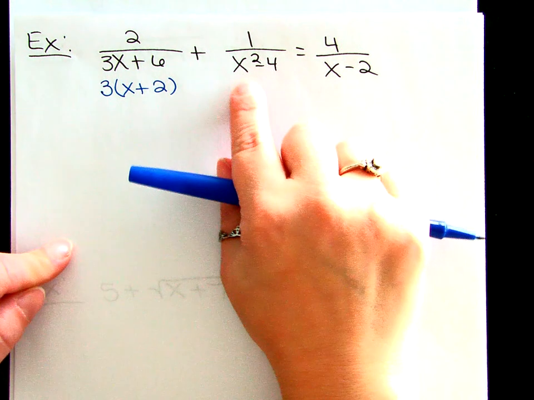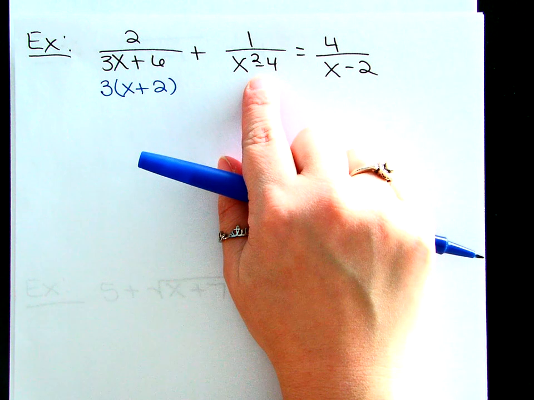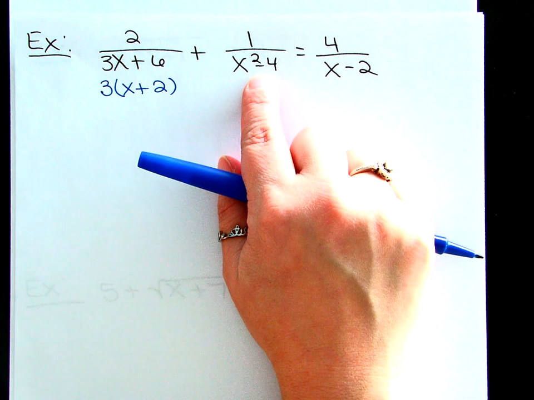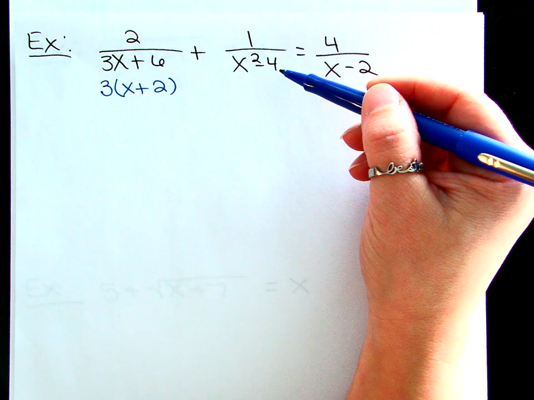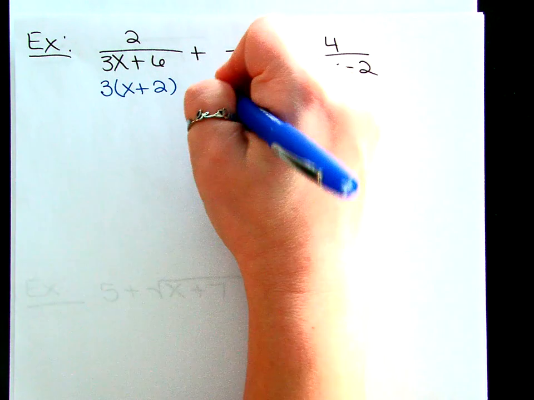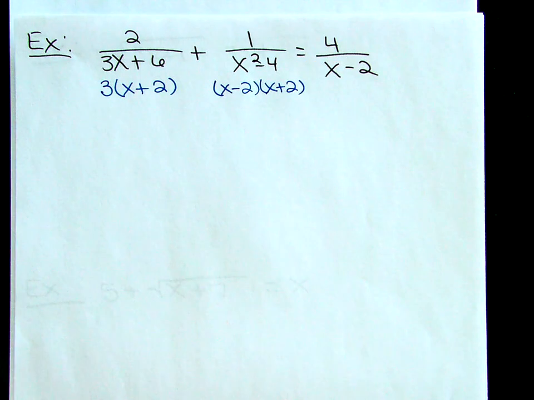This denominator is kind of special. It's a difference of squares. Great job, that's exactly right. We have something squared minus something else squared. That means this factors into x minus 2 times x plus 2. That's what it means to be a difference of squares. It's one of our special trinomials.